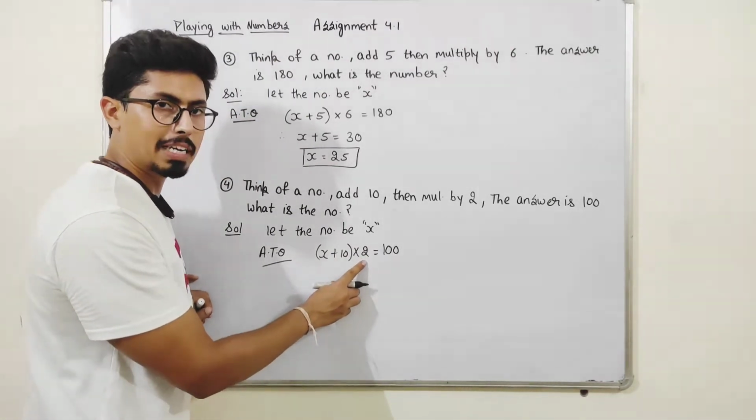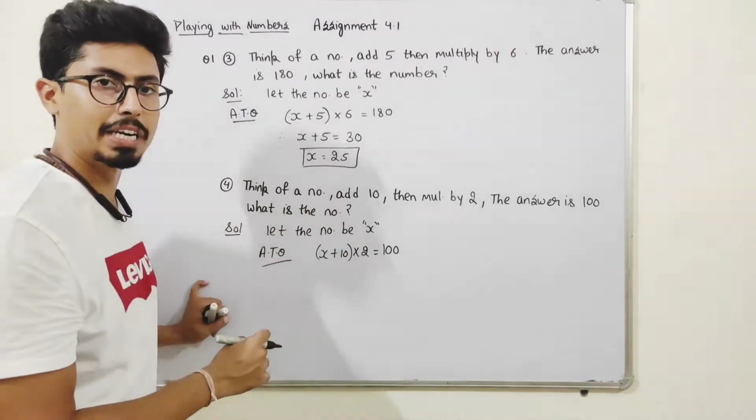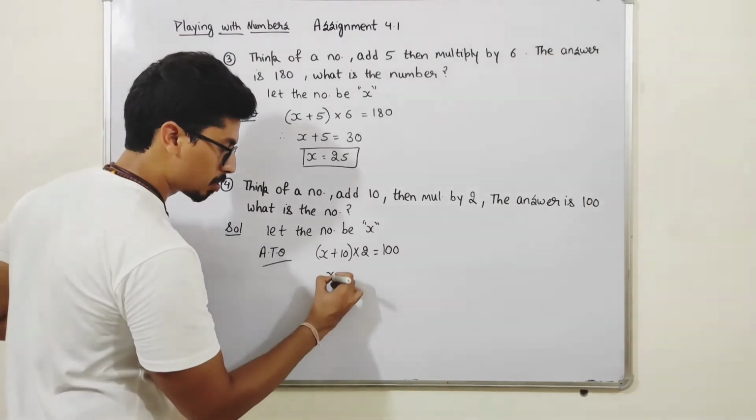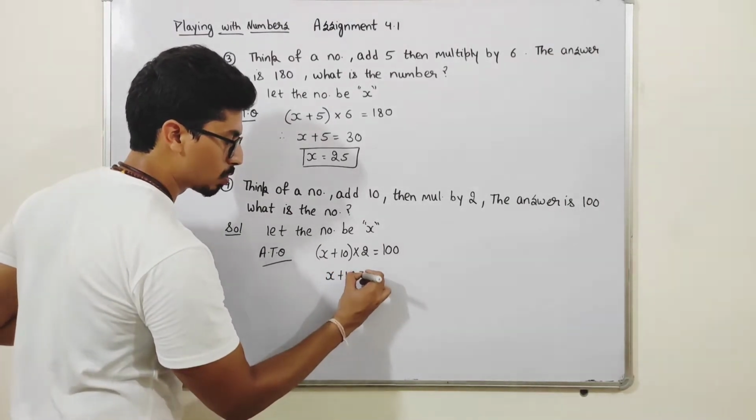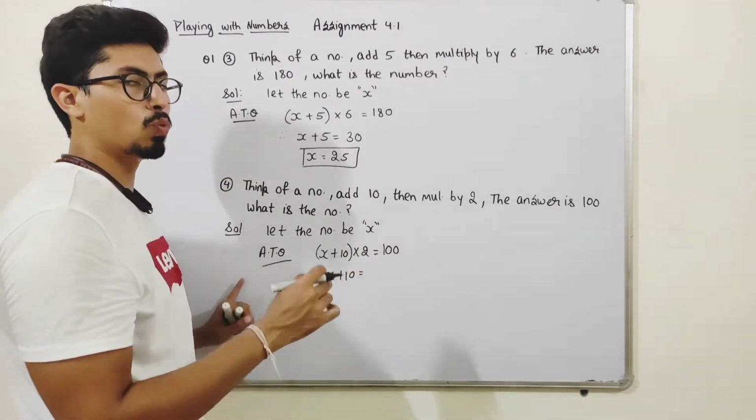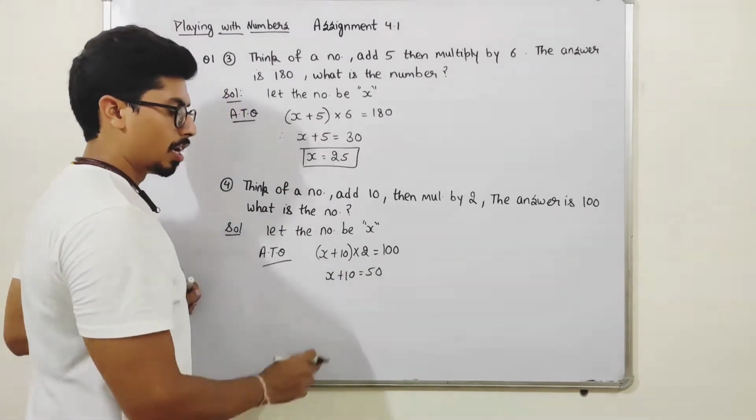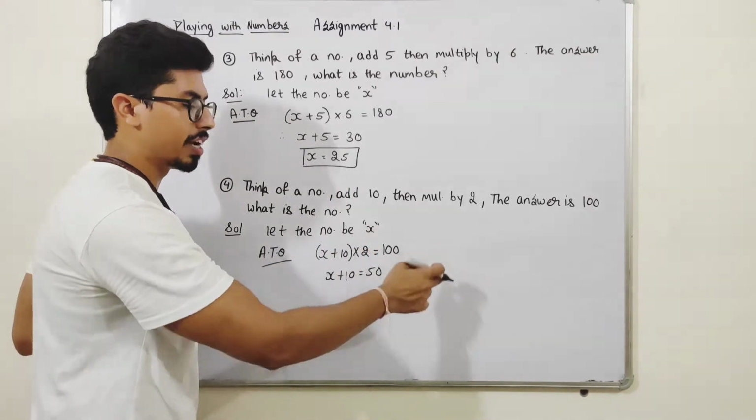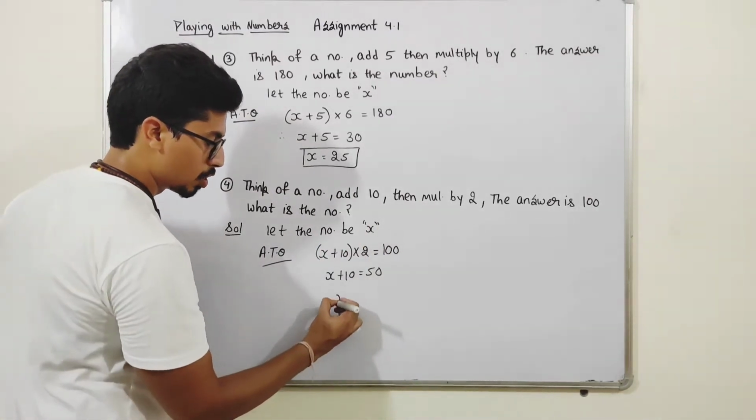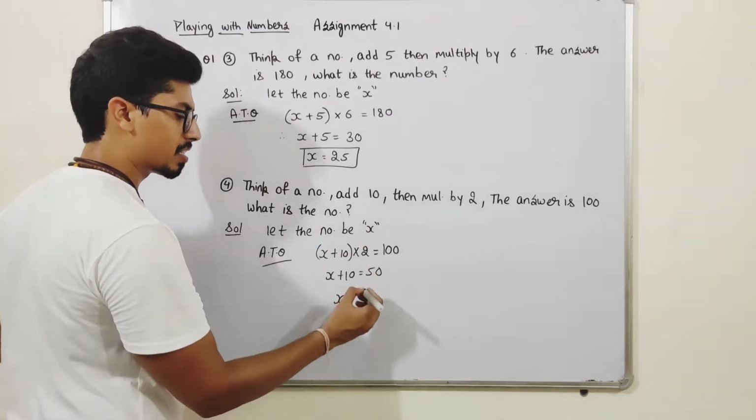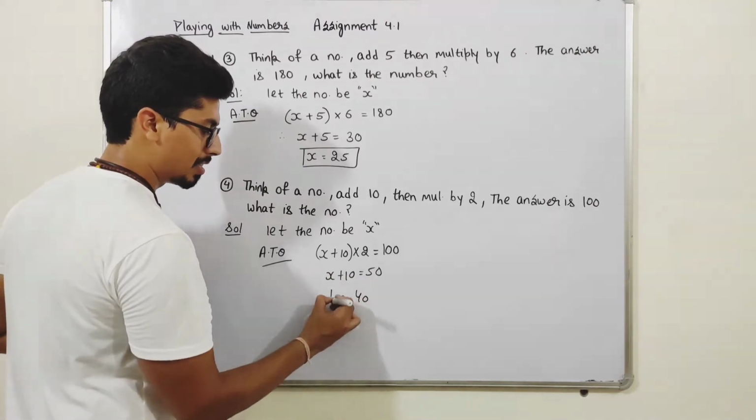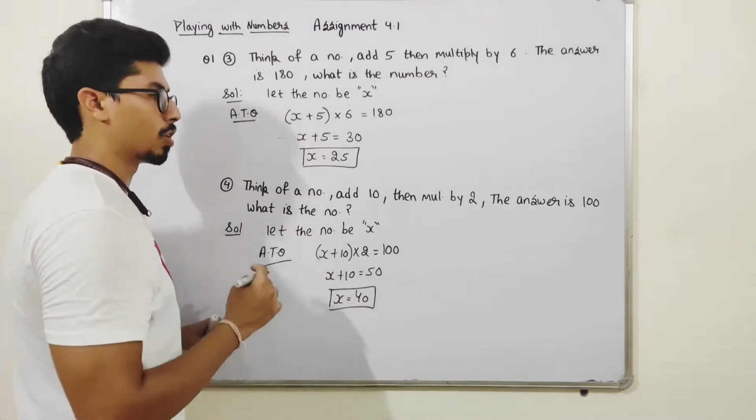See, 2 is in multiplication. When it goes here, it will be in division. So x plus 10 is equal to 100 divided by 2. 100 divided by 2 is 50. Now 10 is in addition. When it goes here, it will be in subtraction. So x is equal to 50 minus 10, that will be 40. So the answer is 40.